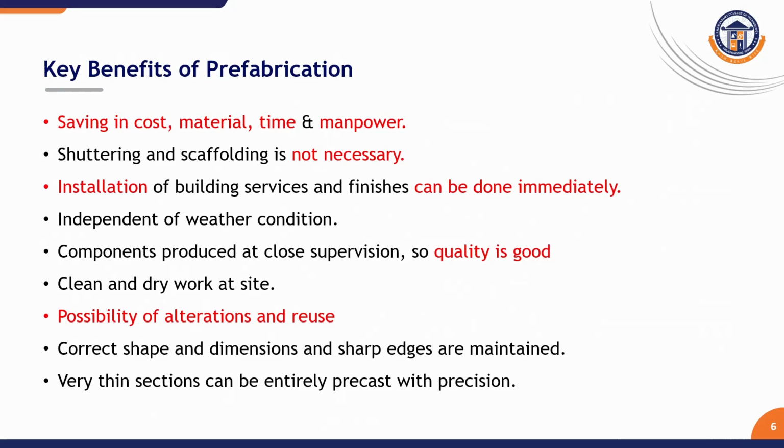Clean and dry site work. Since most of the work is done in the factory, the construction site stays cleaner and less cluttered. Possibility of alterations and reuse. Prefabricated components can be modified or reused in other projects. Precise dimensions and sharp edges. The controlled factory environment ensures exact measurements and sharp detailing. These are some of the benefits of prefabrication.